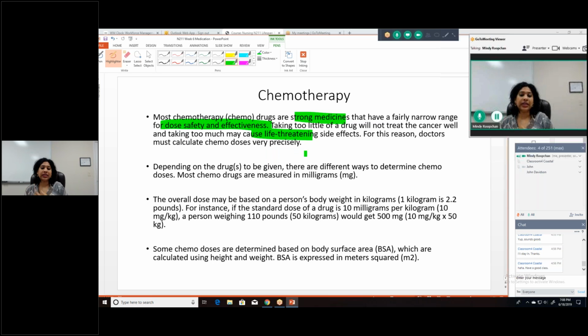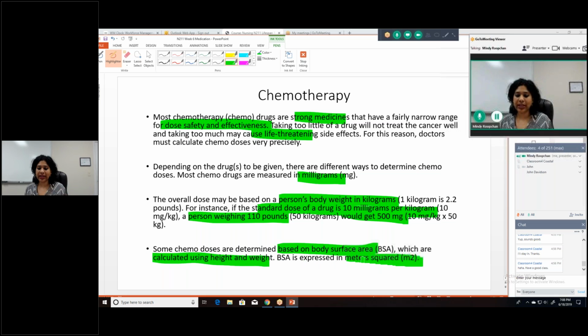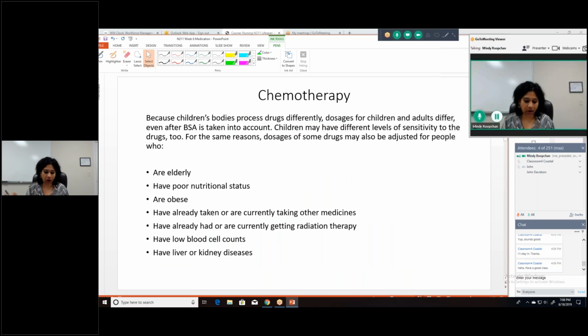Depending on the type of drugs, there are different ways to determine the chemo doses. Most are measured in milligrams. The overall dose is based on a person's body weight in kilograms. For example, if the standard dose of a drug is 10 milligrams per kilogram and the person weighs 110 pounds, just 50 kilograms, you get 500 milligrams because you multiply 10 by 50. Some chemo doses are based on body surface area, which is BSA, calculated using height and weight. They give you meters squared, and they usually will give you a nomogram or something that shows you where the line will cross.